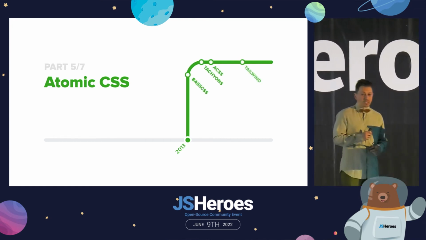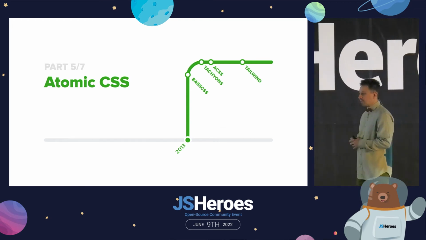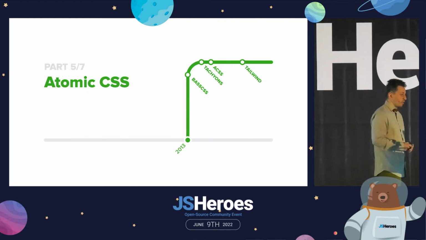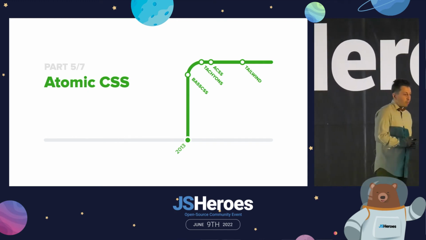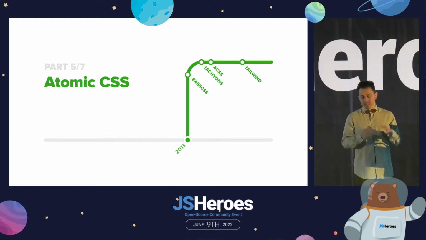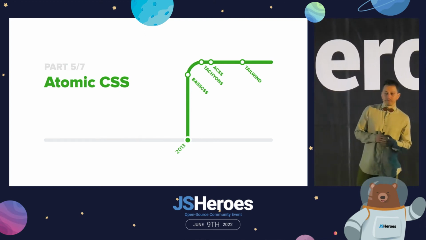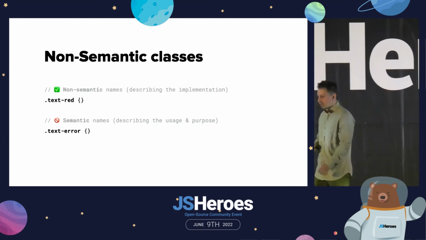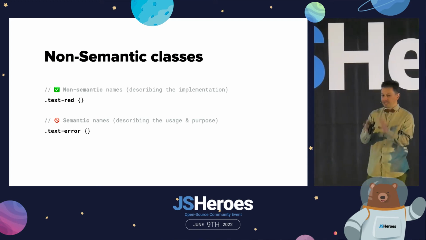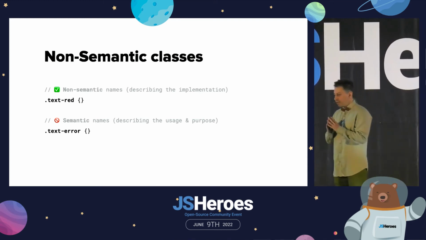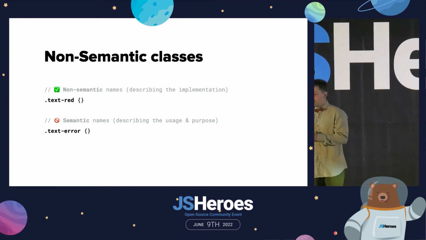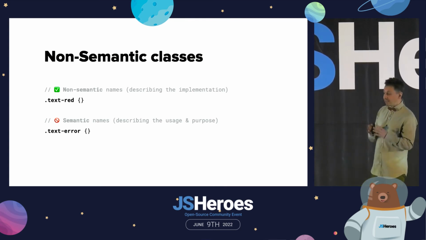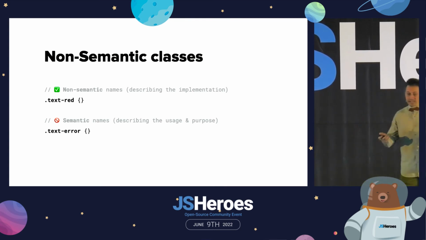There are a handful of frameworks that popularize this atomic mindset: Basscss, Tachyons, Atomized CSS, and Tailwind, which is very popular nowadays. We won't go into the details of these frameworks as their APIs differ quite a bit. Instead, we'll look at the fundamental principles of atomic CSS. So as I said, atomic CSS totally contradicts what semantic CSS encourages us to do. Atomic CSS uses non-semantic names, which fully describe their implementation, like text-red, for instance, instead of using semantic names that describe the usage and their purpose, like text-error.